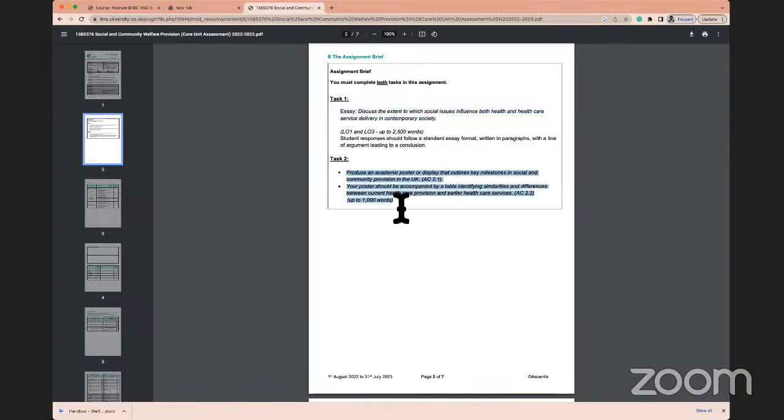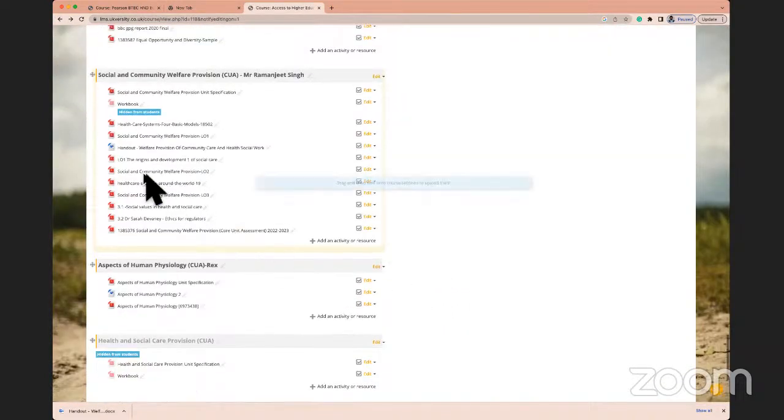Then task 2 is about creating a poster, which will discuss the timeline of community provision in the UK, and also look at the differences between the current healthcare provision and the earlier healthcare provision, directly related to the second assessment criteria that we've discussed today. So comparing and contrasting is very important. And both these handouts are going to be very useful. One is in the Word document here, and the second one primarily looks at the origins and development of health and social care, welfare provision in the UK.